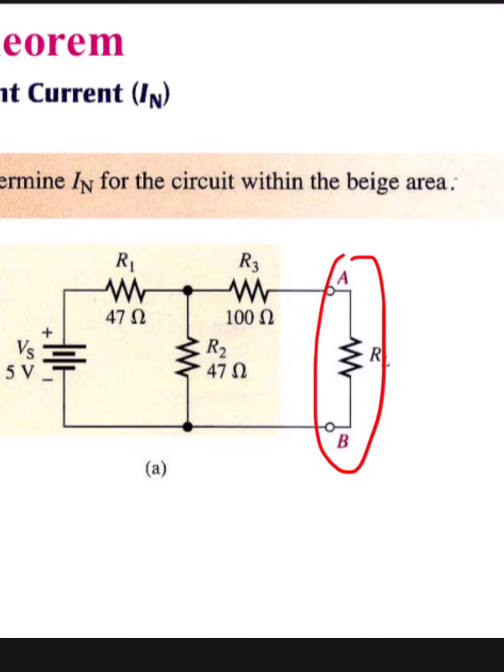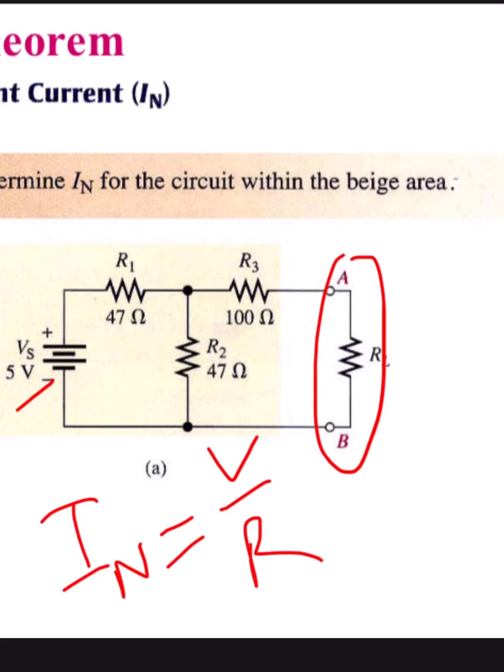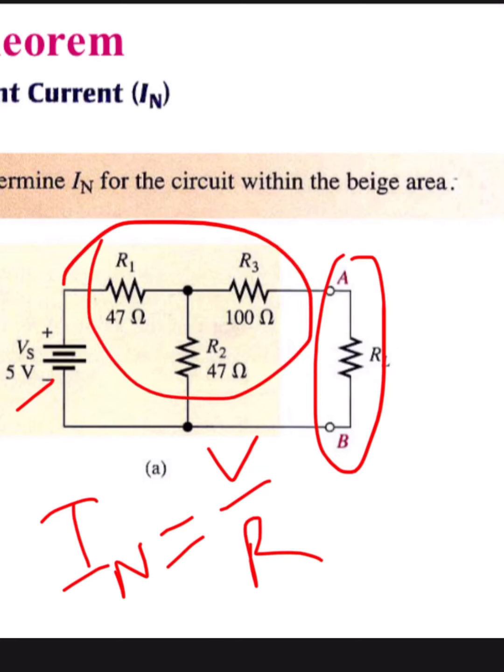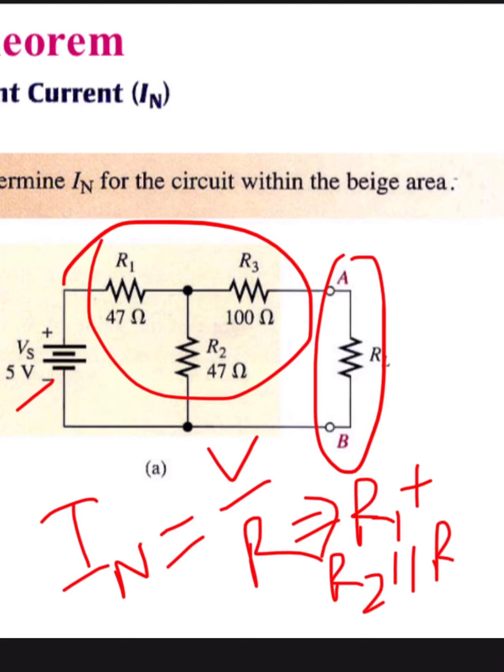For finding the total current, we have this 5 volt voltage source. I equals V upon R, from Ohm's law, and V is the 5 volt, and R we will find by the combination of these R1, R2 and R3. So you can see R1 is in series with the parallel combination of R3 and R2. So R will be R1 plus R2 parallel R3, simply.